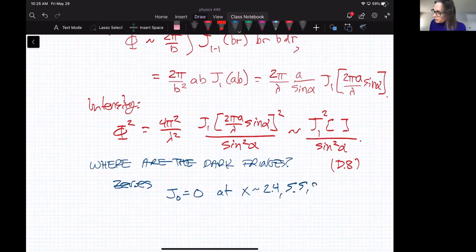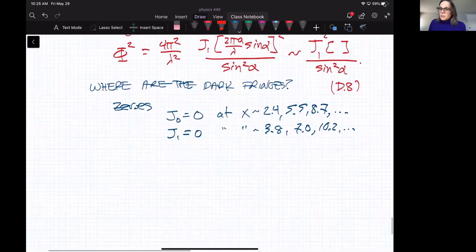5.5, 8.7, so on. J1 equals 0 at x equals roughly 3.8, 7.0, 10.2, and so on. So you can build up this. Now, of course, given our solution, we want the zeros for J1, right? And if we ask what's the first dark line, the dark fringe, we want the first zero for J1.